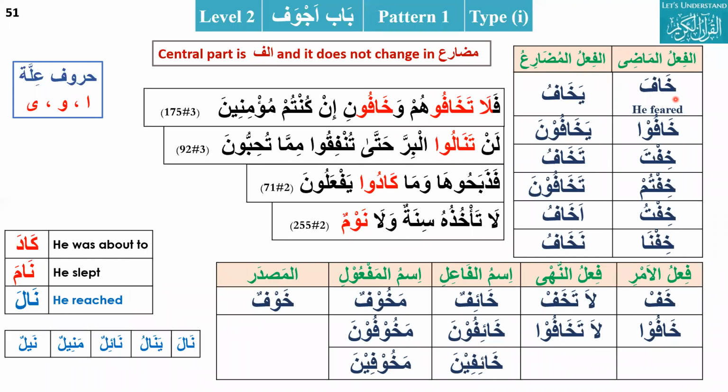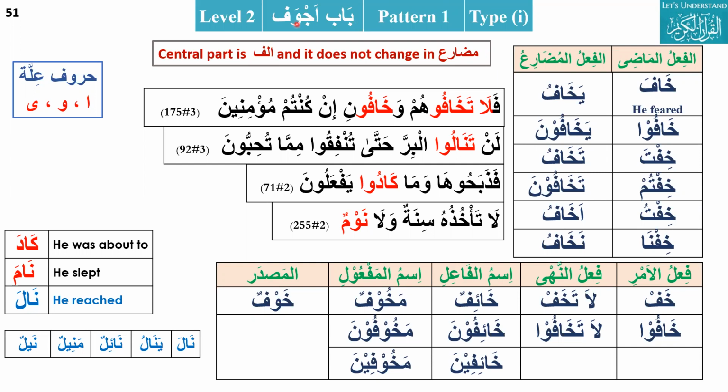The first chapter of level 2 is Bab Ajwaf. Bab means the chapter. Bab Ajwaf. Ajwaf means central. The Arabic terminologies are used here, so we just have to look at that. So level 2, we are going to start with the first chapter, and the first chapter's name is Bab Ajwaf. Ajwaf means central.